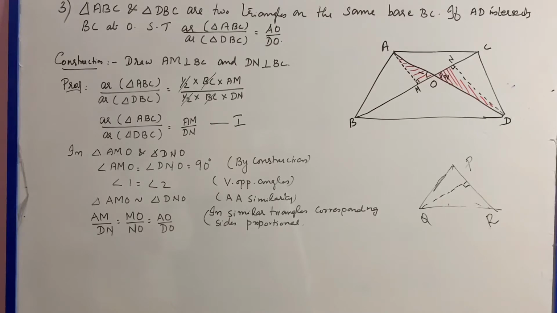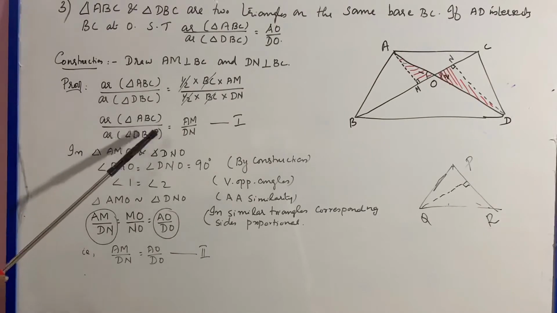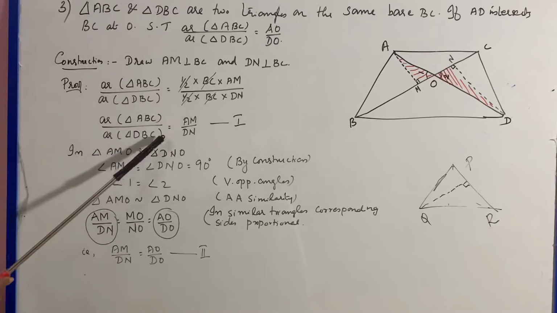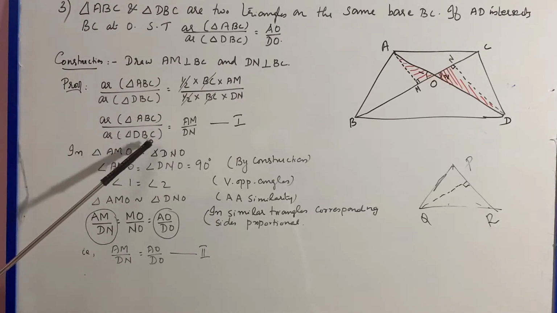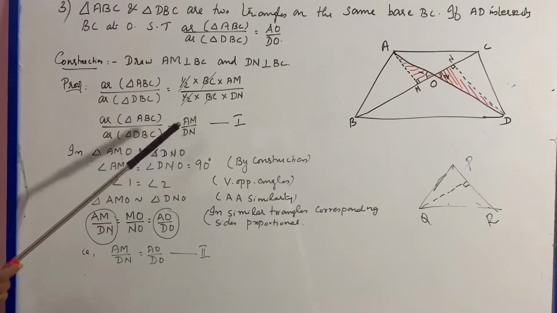Take that and substitute in equation 1. Now compare these two equations. Here we got area of triangle ABC by area of triangle DBC is equal to AM by DN.